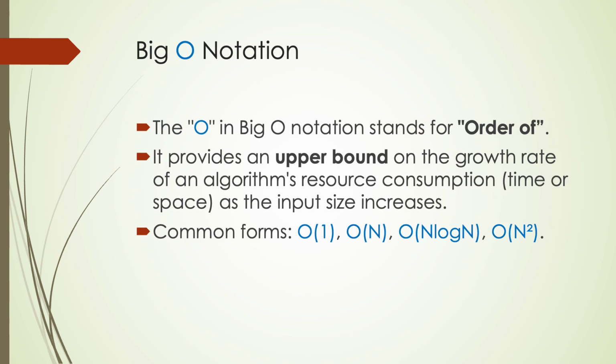Then let's understand what the big O notation is, which sounds a bit mysterious. The O in big O notation stands for order of. It provides an upper bound on the growth rate of an algorithm's resource consumption, time or space, as the input size increases. The common forms of big O notation include O(1), O(n), O(n log n), and O(n squared), which will be explained with simple but practical examples soon.